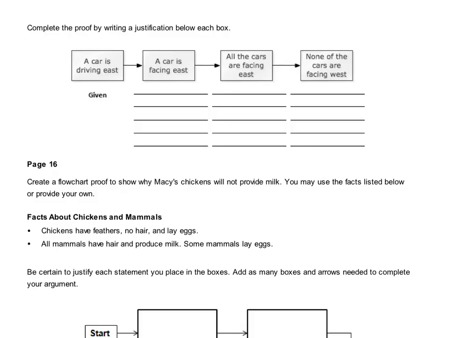So if we wanted to try and prove that a car driving east means that none of the cars are facing west, well, we would start with, if a car is driving east, that means that the car is facing east. And the reason we know that is that a car drives the direction it's facing. That makes sense. The car drives the direction it's facing.